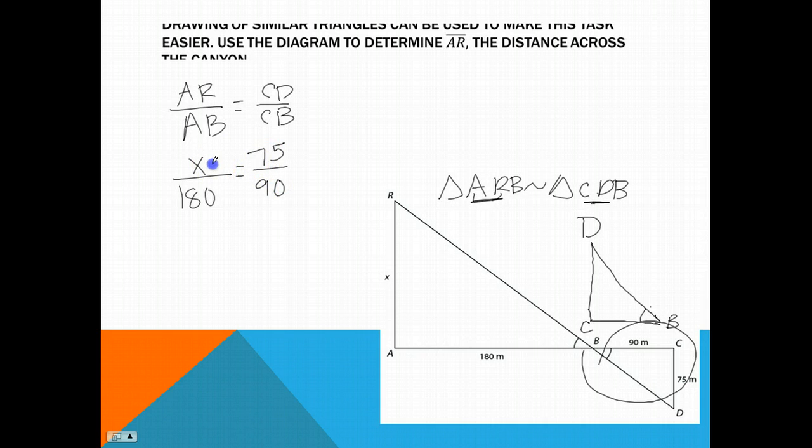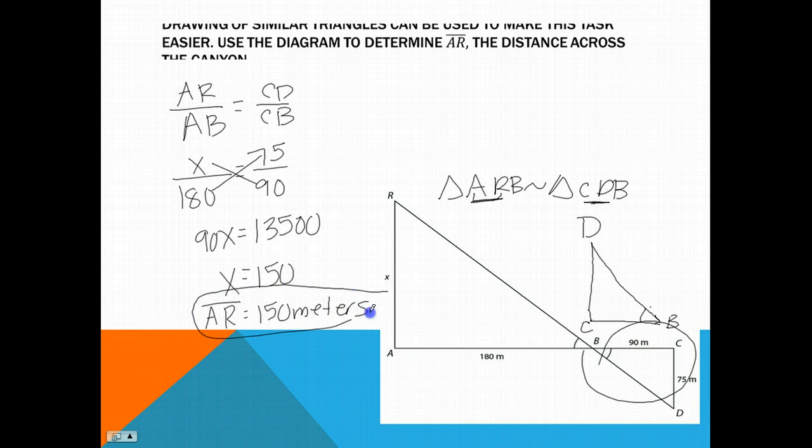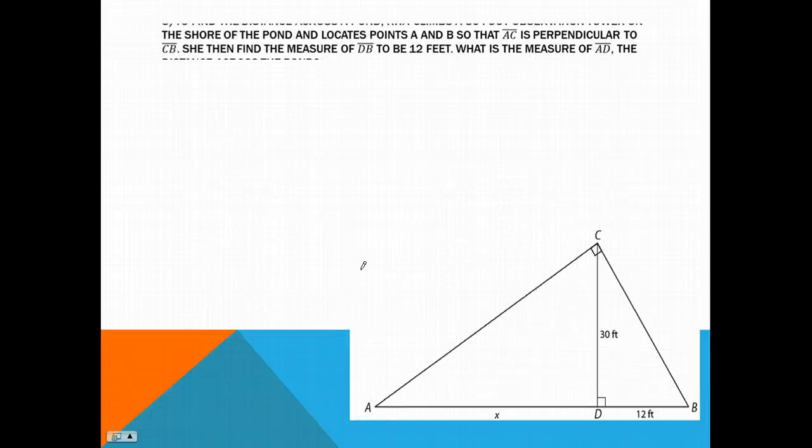Now we cross multiply. X times 90 is 90x equals 180 times 75, which is 13,500. And then we'll divide both sides by 90. So X is 150, so the length of AR is 150, and everything is in meters, so 150 meters. We're setting up a lot of proportions based off similarity here. Now let's review a concept we took a look at yesterday, and that will come into problem 3.